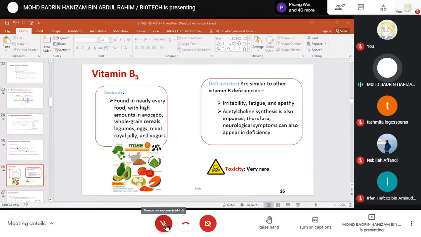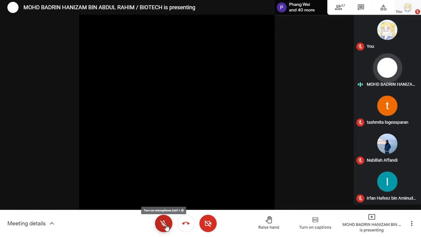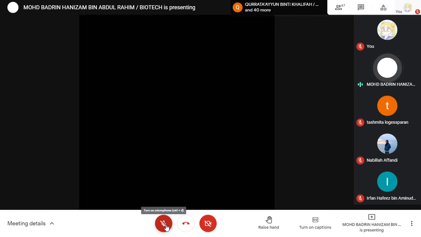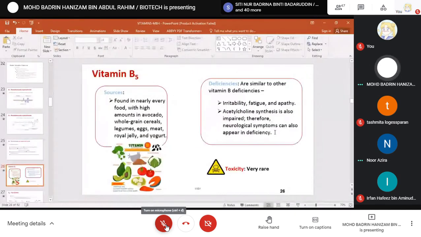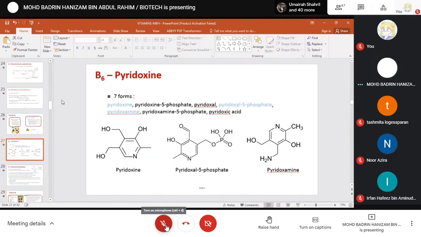So what vitamin is it? Can I ask Nur Azira? Niacin. All right, thank you very much. Only niacin has been reported to have a slightly adverse effect when you take it in excess. The rest, up to vitamin B5, toxicity is very rare. Okay, next we go to vitamin B6 or pyridoxine.